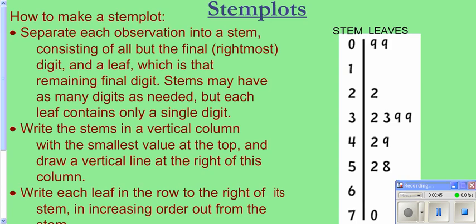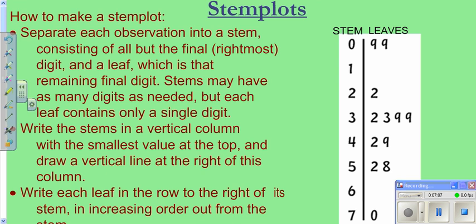We also have stem plots. Stem plots are related to our histograms, and we'll see that shortly. But for the most part, we have our stem plot over here. We have our stems here on the left, and we have our leaves here on the right. Each number here on the right represents one piece of data.